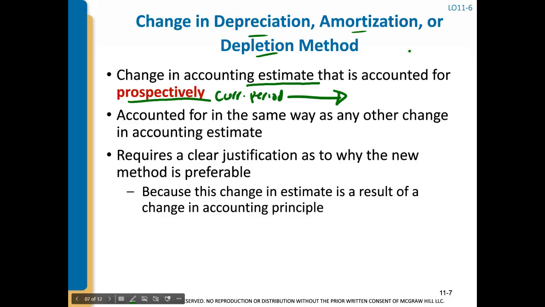However, when you have a change in your method specifically, you have to have a justification as to why the new method is preferable. The reason for this is because a change in the estimate is a result of a change in accounting principle. And when you change an accounting principle, you have to let the readers know why you had that change. A justification could be that a different depreciation method would better represent the pattern of the asset's consumption relative to the revenue it produces.